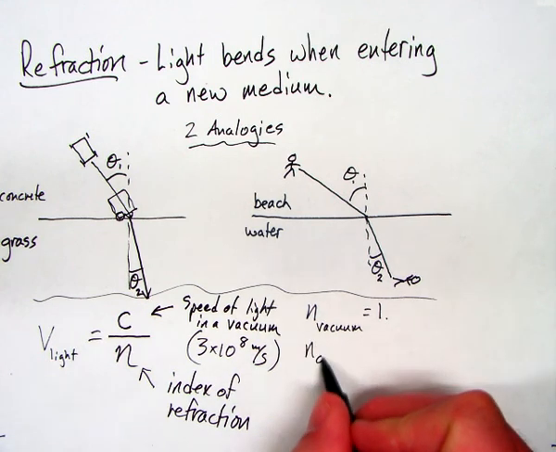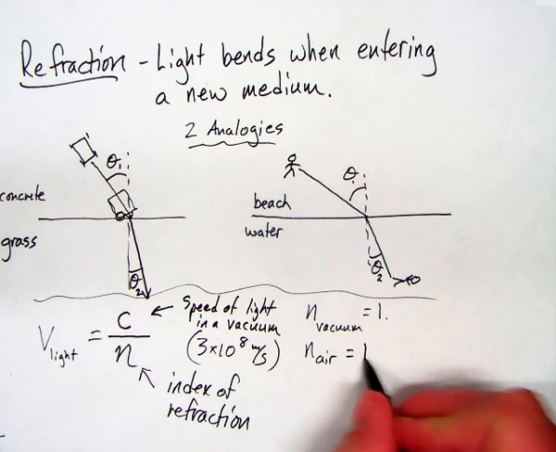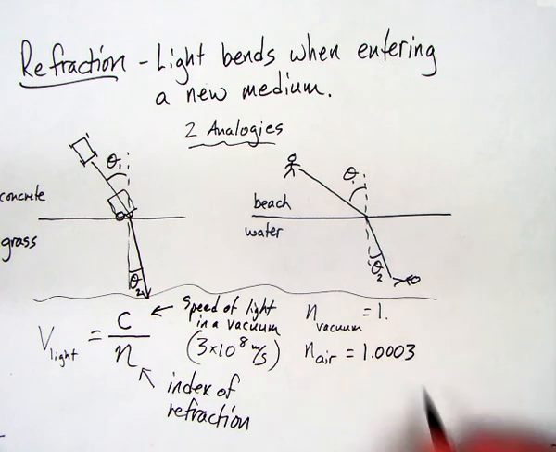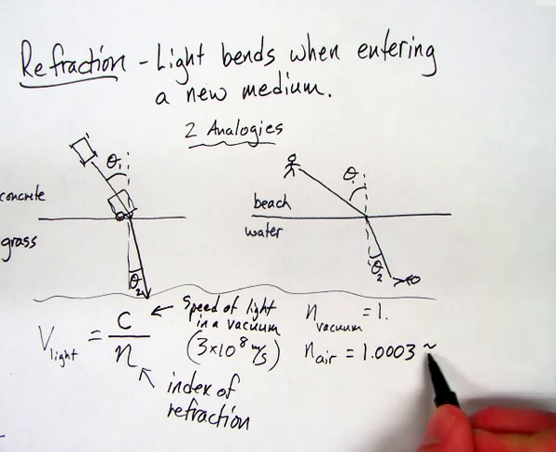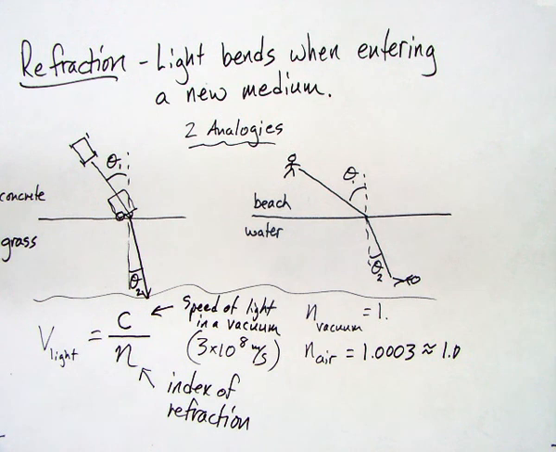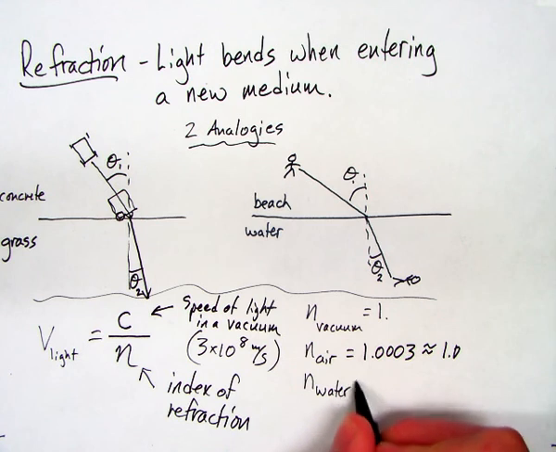The index of refraction in air is very close to 1. It's 1.0003. So, for our purposes, this is basically 1. So, in air, index of refraction is basically 1. A common thing we see light travel through is water, so it's helpful to know the index of water.